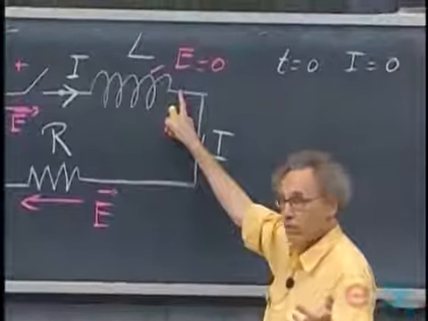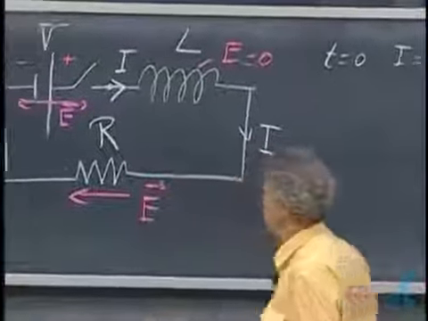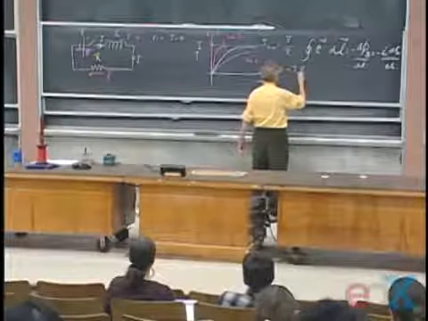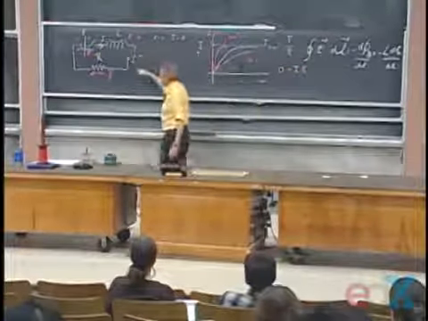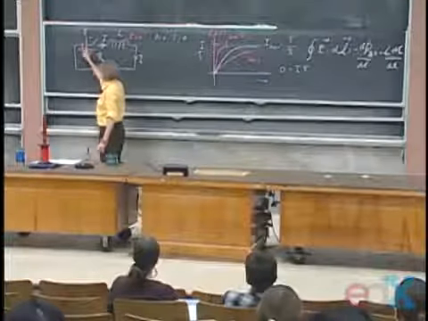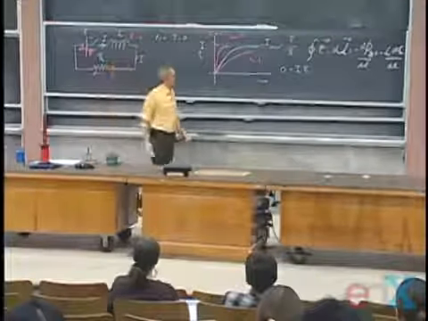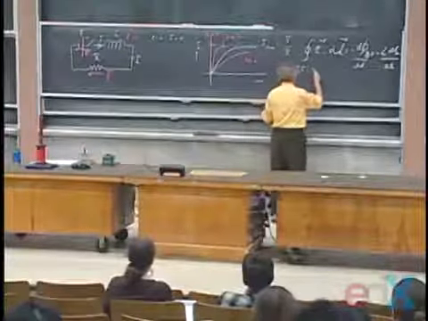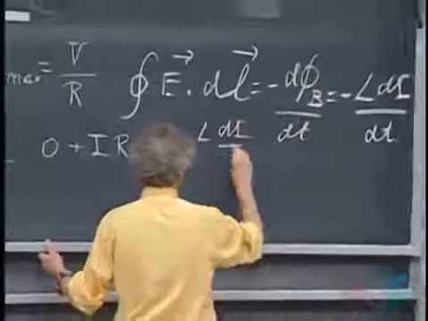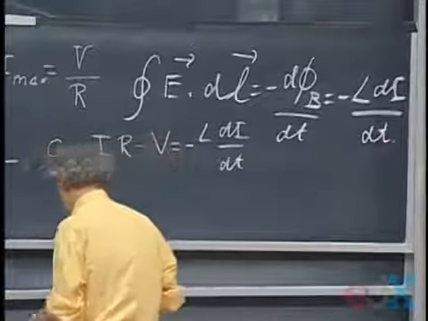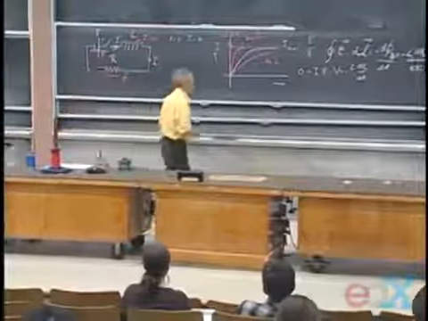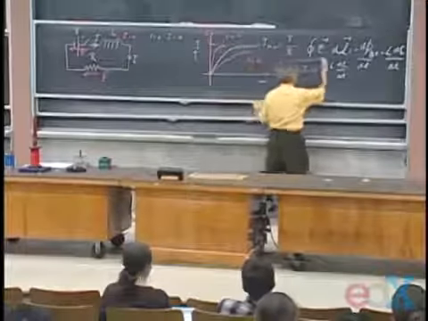It is zero. Now I go through the resistor, and so now I get plus IR. E and dl are in the same direction. Ohm's law tells me it's IR. In the battery, I go against the electric field, and so I get minus V. That now equals minus L dI/dt. And this is the only sane and the only correct way to apply Faraday's law in this circuit.